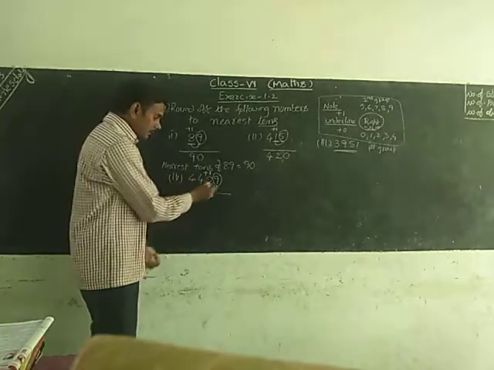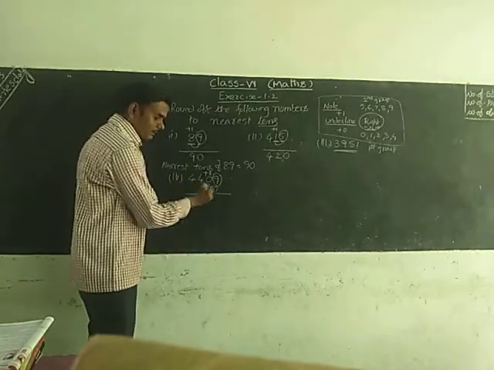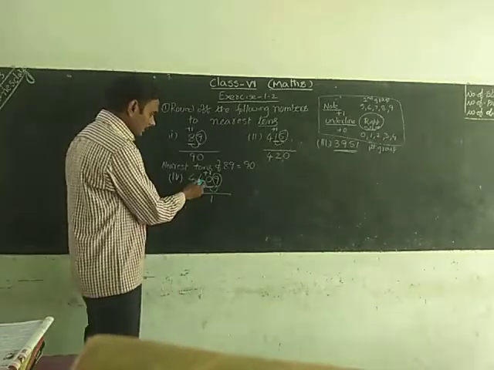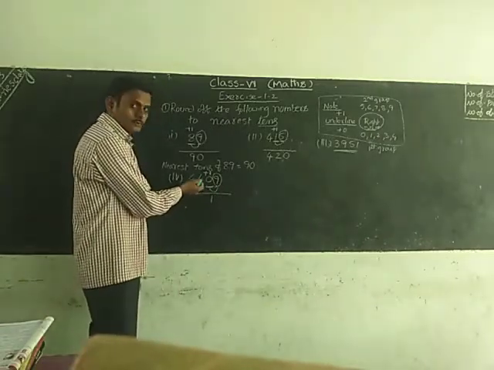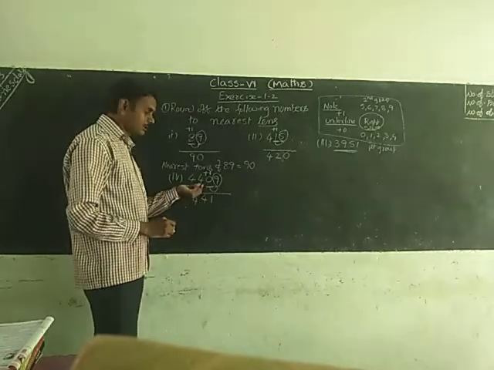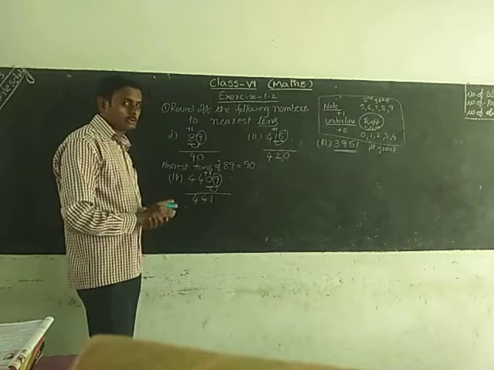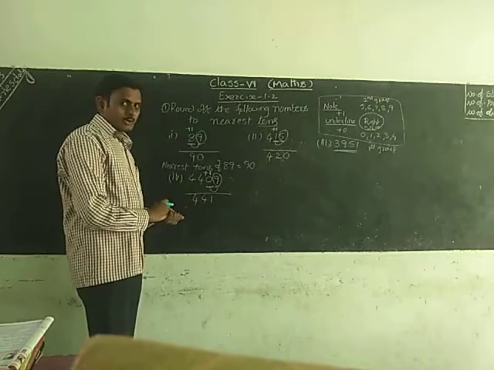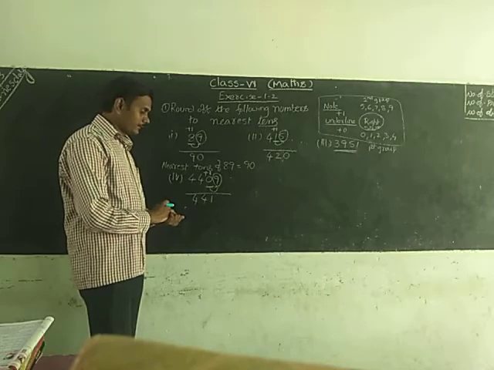Now add this one. 1 plus 0, 1 only. Any number added with a 0, that number only we will get. And there is no carry, that means you only have to write 4. If a carry came, then that carry is added to the next number on the left side.